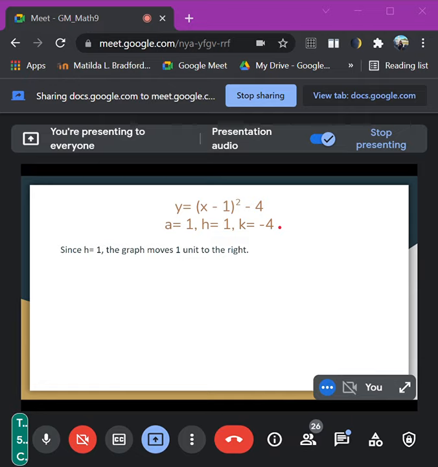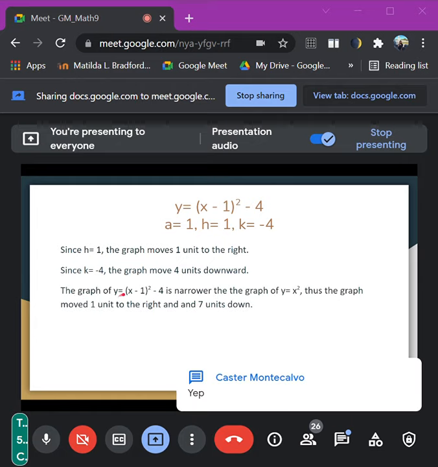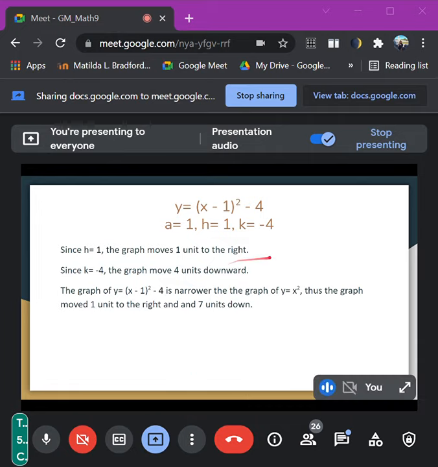Paubos ka ng upat. Okay, paubos, upat. Or we can say, the graph moved 4 units downward. Okay, so you have there, the graph of y is equals to quantity x minus 1 squared minus 4 is narrower than the graph of y is equals to x squared. Diba kay kuan man siya? Greater than 1. So, narrower siya. And then, the graph move 1 unit to the right and 4 units down.